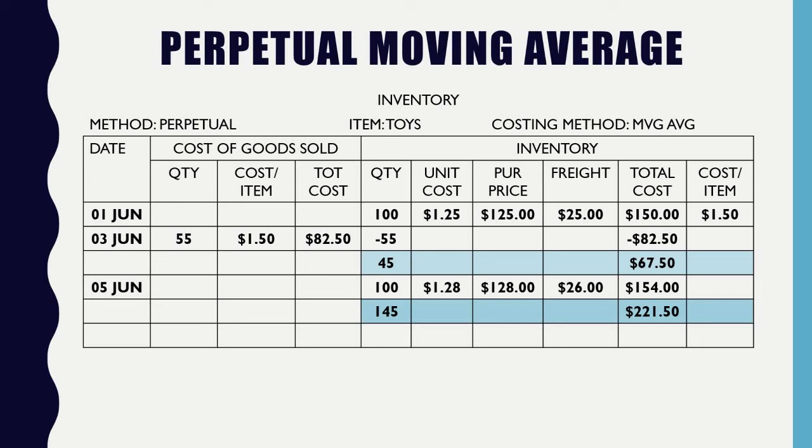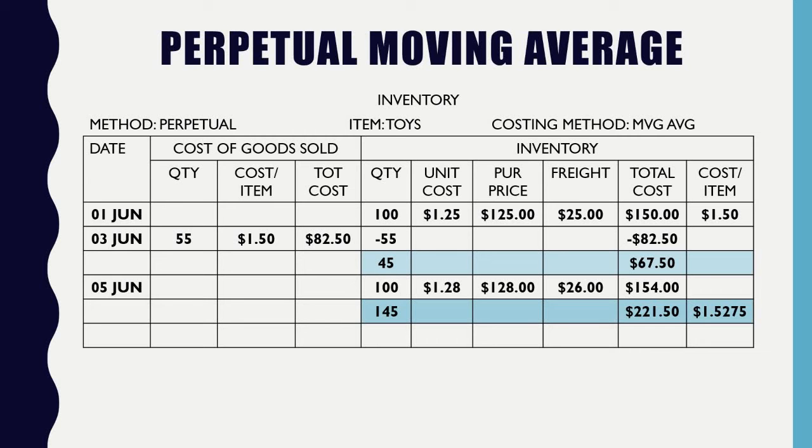Now, after combining the two together, this is where I need to solve for my average cost per item. So I'm going to take my $221.50, divide it by 145 to get me my average cost of $1.5275. Okay? So here is what's important: now I just purchased more inventory.